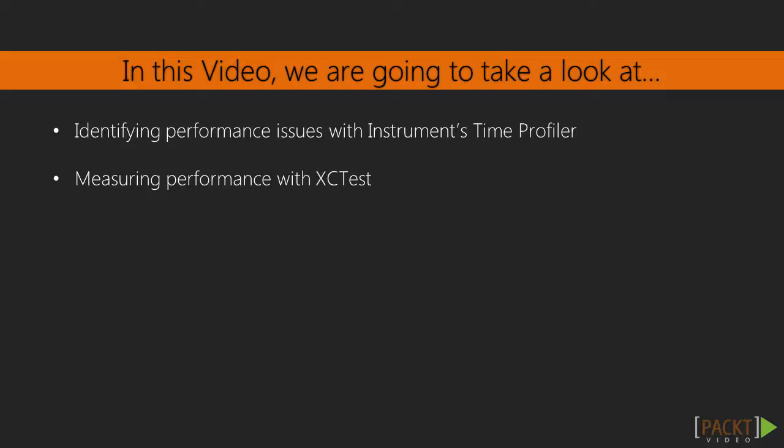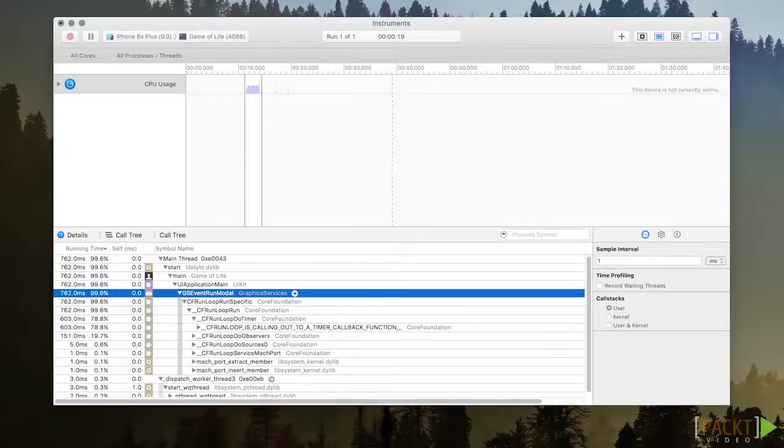We'll then learn how to measure the performance of our code using XCTest. Understanding the performance implications behind our coding decisions is a very important step to becoming a good programmer. In this video, we're going to investigate two different approaches for measuring the performance of our code. The first approach allows us to take a high-level look at our application using Instrument's Time Profiler.